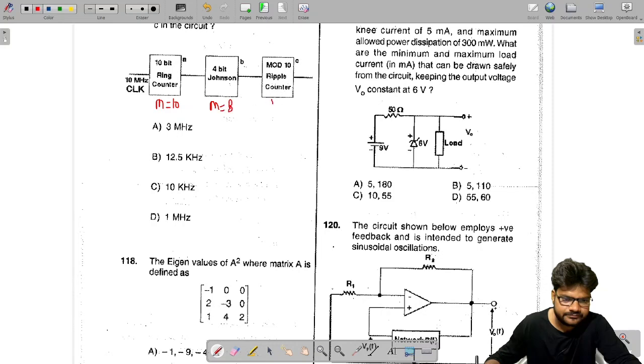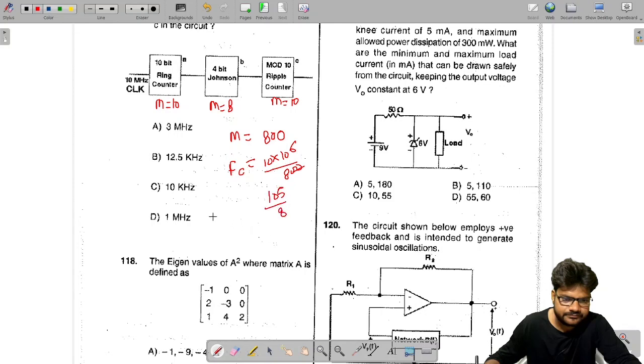And a mod 10 ripple counter has mod 10. So the total mod is going to be 8 into 10, that is 800. So the frequency will be divided by 800. So the frequency of C will be 10 into 10 to the power 6 by 800. Okay, so the 20 will be cancelling out, or this is going to be 10 to the power 5 by 8.